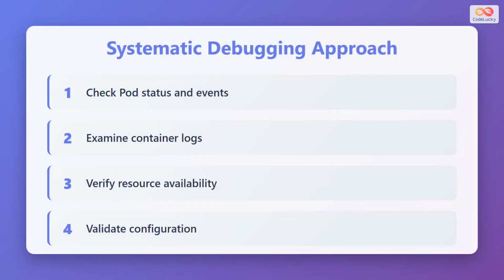Before diving into specific problems, let's establish a systematic approach to debugging pods. First, always check the pod status and events using the describe command. This gives you immediate visibility into what's happening. Second, examine container logs to understand application-level errors. Third, verify that sufficient resources like memory and CPU are available. Finally, validate your configuration including image names, environment variables, and volume mounts. Following this sequence helps you quickly pinpoint the root cause of most issues.